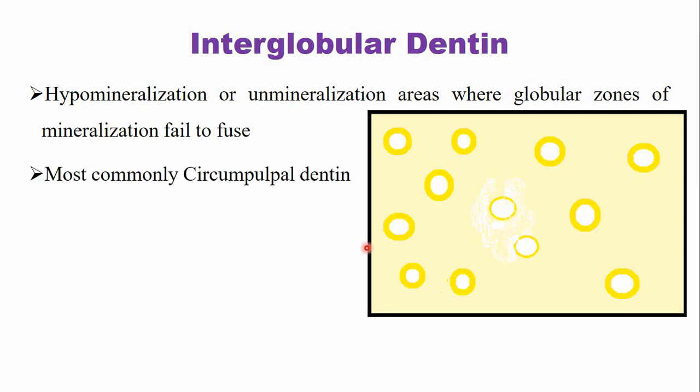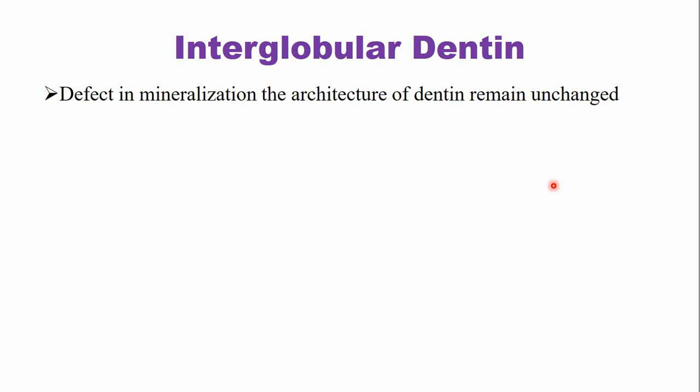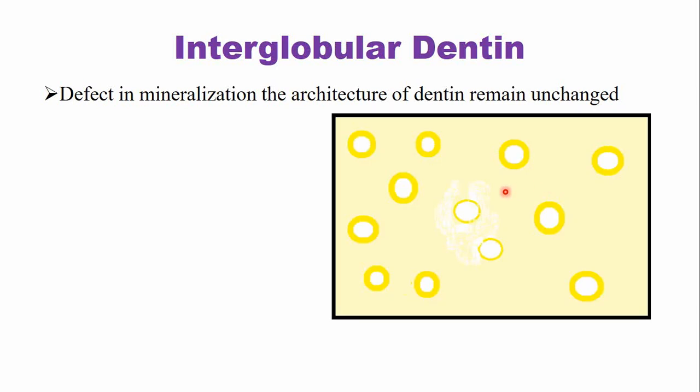So interglobular dentin is more common in the circumpulpal dentin, also known as the primary dentin. In the interglobular dentin, there's only a defect in the mineralization. The dentin architecture remains unchanged. It means that the dentinal tubules will be there. So you can notice the dentinal tubules in this unmineralized area. The same amount of collagen is there, but only the mineral content is less in this area.